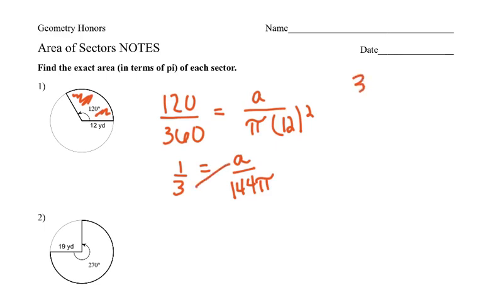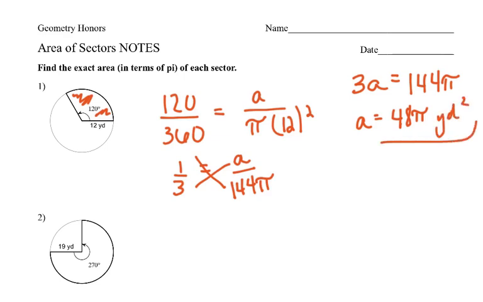3 times A is 3A. 1 times 144 pi is 144 pi. And 144 divided by 3 is 48 pi. And we're talking area, remember? So that is square yards. So the area of that sector is 48 pi square yards. All right, let's take a look at numbers 2 through 4.